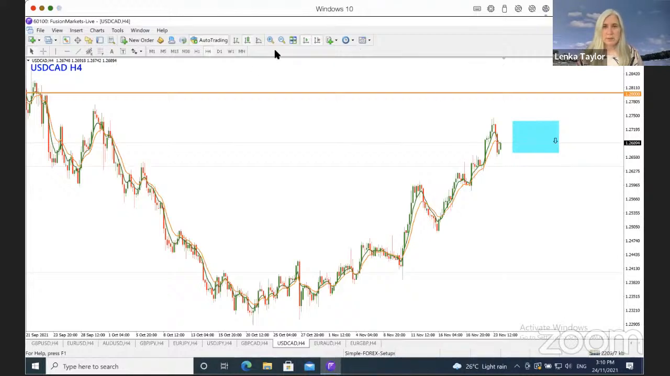So on here, that would be something like price to come a little bit further down, come back to around here, and then short, or if it keeps going all the way up, then looking for a reversal in that area there.